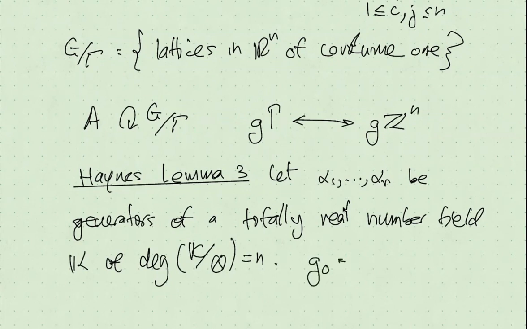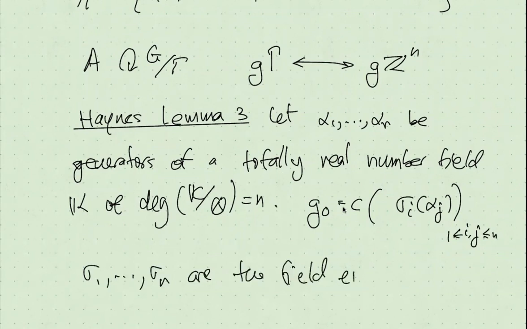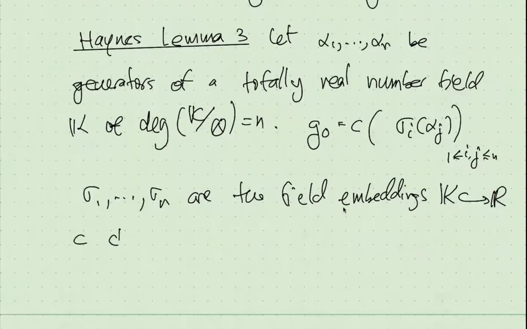Let g_0 be the matrix C times sigma_i(alpha_j), with i, j from 1 to n. Sigma_1 up to sigma_n are the field embeddings of K in the real numbers, and C is chosen so that the determinant is 1. You have a totally real field, so all embeddings are real. Yes, it's a totally real number field.